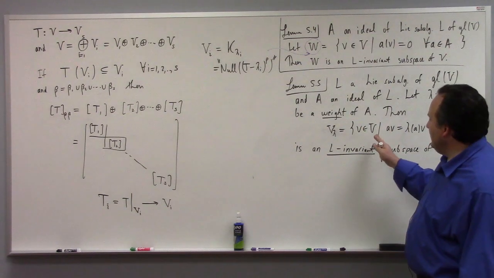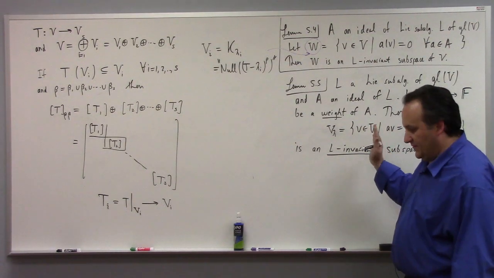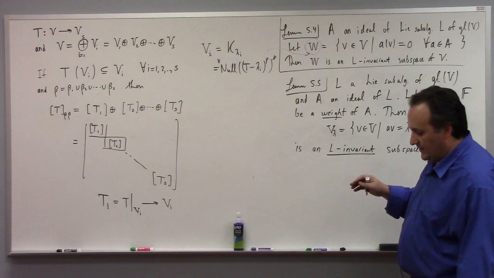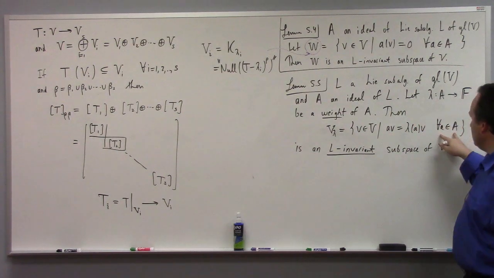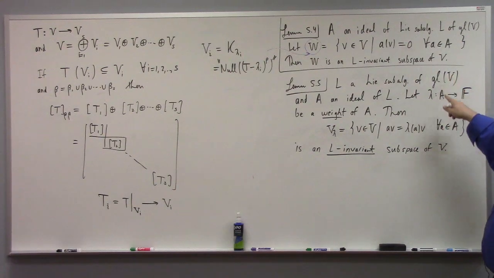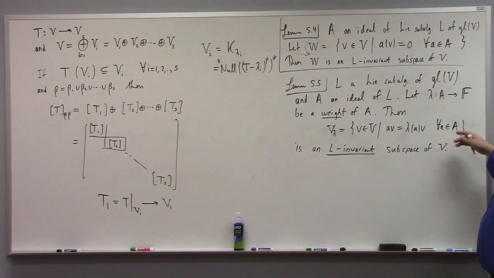Yeah, I think of V as static. It's a given vector space, whereas the A is being taken from this subalgebra of GL(V), and, well, technically from an ideal.